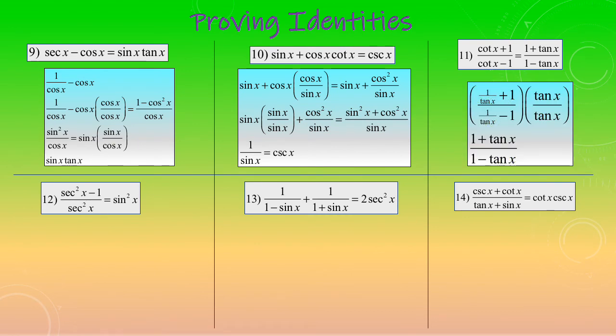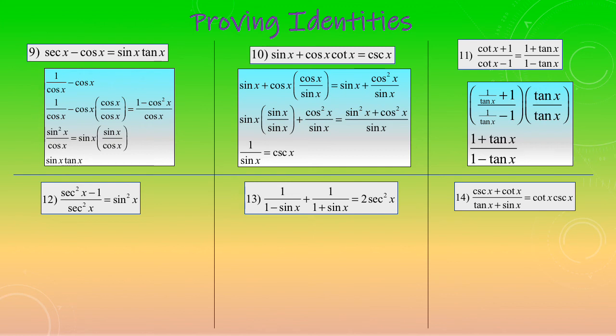11 reads cotangent of x plus 1 over cotangent of x minus 1 is equal to 1 plus tangent of x over 1 minus tangent of x. This problem looks difficult, but it's actually quite easy. You may want to think about changing to sines and cosines, but if we work on the left side, we realize that we need to go from cotangents to tangents, and we have an identity that does that. So we will write cotangent of x as 1 over tangent of x plus 1 over 1 over tangent of x minus 1. We have a complex fraction.